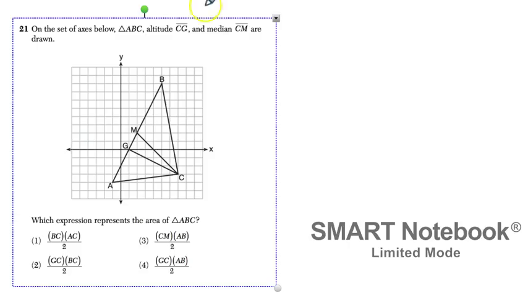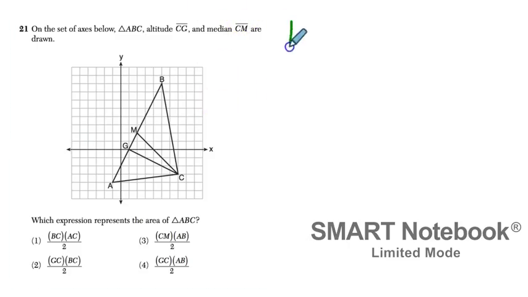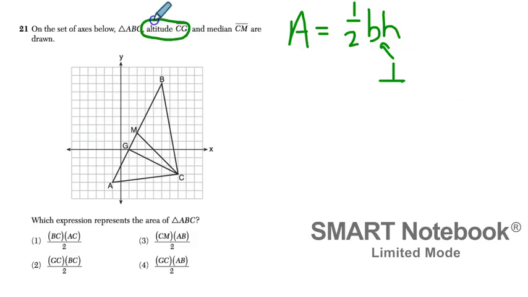Number 21, which expression represents the area of triangle ABC? So if I look at the formula sheet, I notice that area is 1/2 base times height. The key for the base and the height is that they have to be perpendicular. So that's where the crux of this problem is: I'm looking for two sides that are perpendicular. They tell me that CG is an altitude, and I know that altitude is another word for height, so that's probably going to be pretty key.